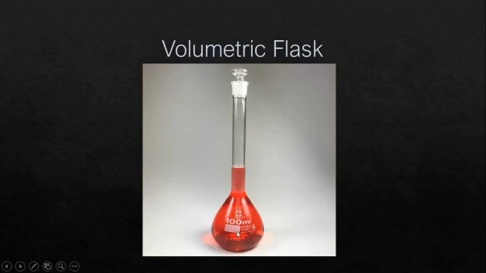A volumetric flask, then, will just give you one particular measurement. This volumetric flask holds exactly 100 mils. It's just been given a red liquid so you can see it. Along the neck of the bottle, which is harder to make out, there is a line, and that line shows you exactly where you need to fill this up to have exactly 100 mils, and that's a very accurate measurement of 100 mils.